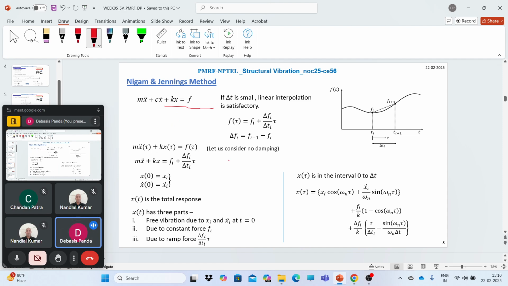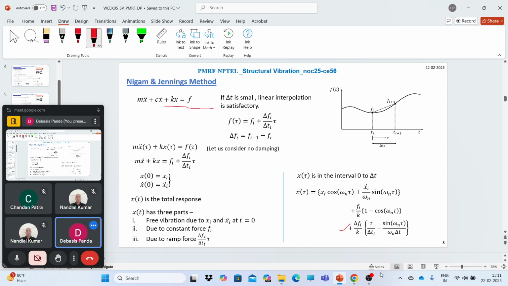So for these three systems, on the right hand side you can see that first, this one is the response due to the free vibration case. Then the second one is the response due to the constant force, and the third one is the response due to the ramped force. Tau here is nothing but the time interval between 0 to t.